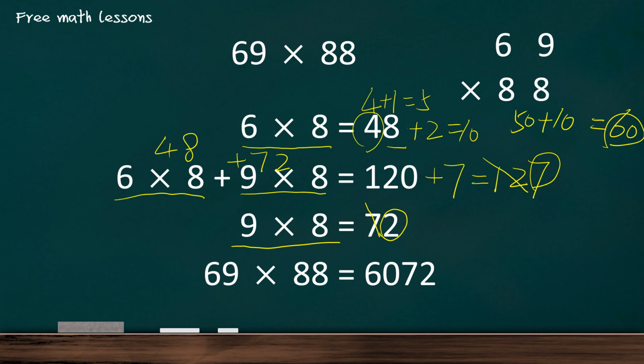But there's an easier way. We can view the middle tens digit as 12, so let's leave that alone. And we add 12 to the number 48 in the top, and we also get 60. And this is a better way. So we can get 69 times 88 equals 6072.